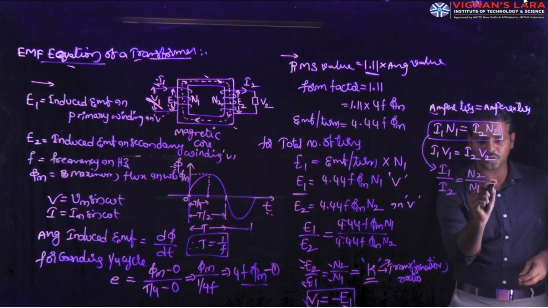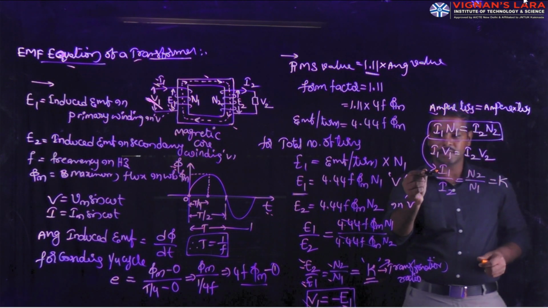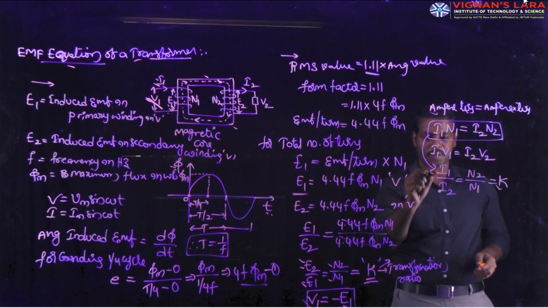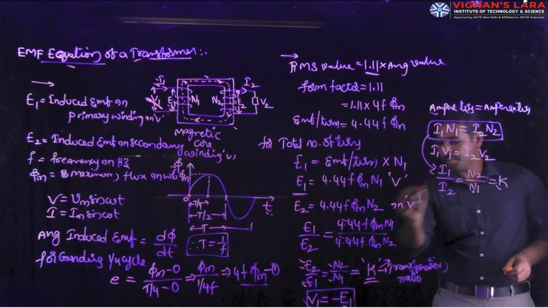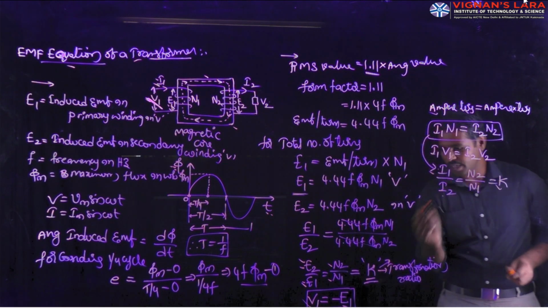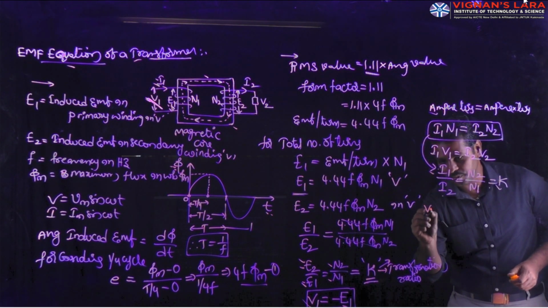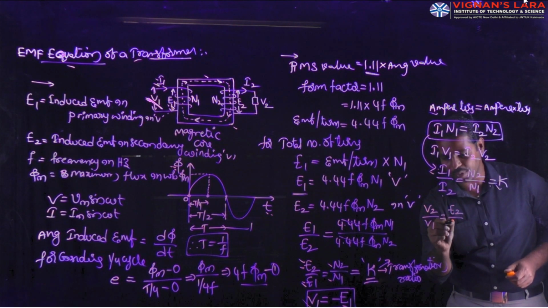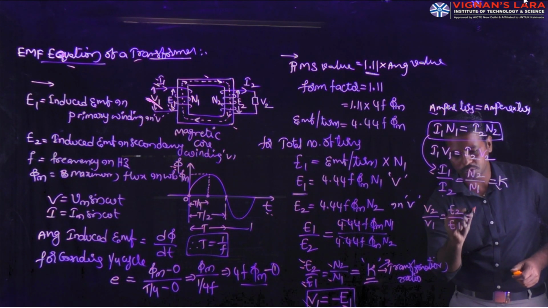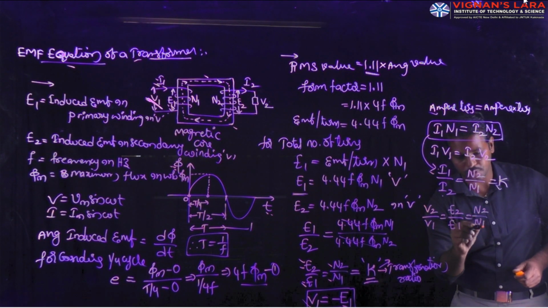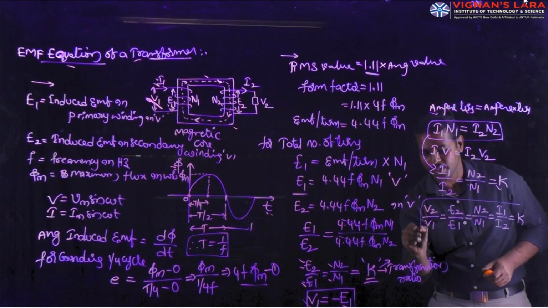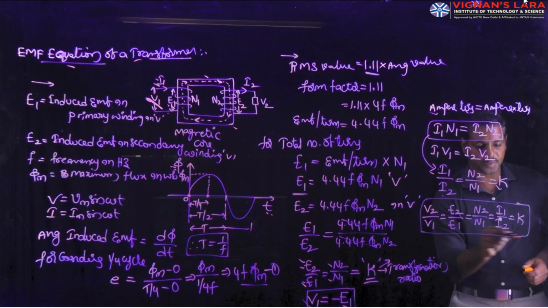So based on the current, the transformation ratio is represented in terms of currents I1 by I2. By comparing all these equations, V2 divided by V1 is equal to E2 divided by E1, is equal to N2 divided by N1, is equal to I1 divided by I2, is equal to K. So this is the final relation of the transformation ratio.